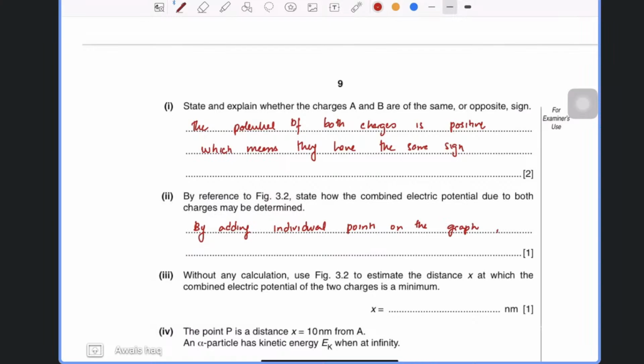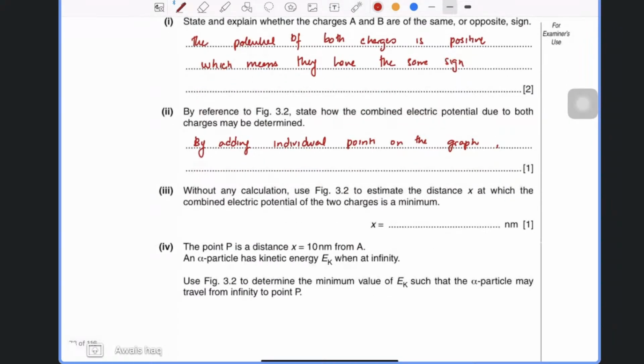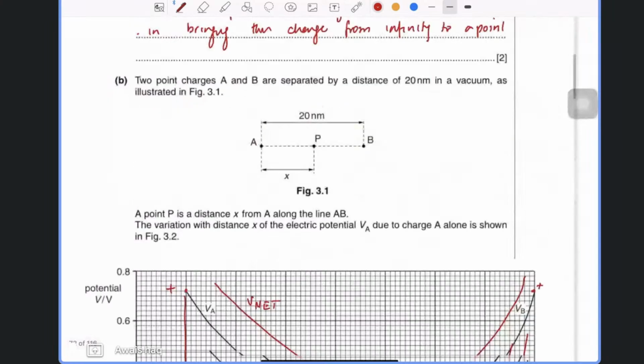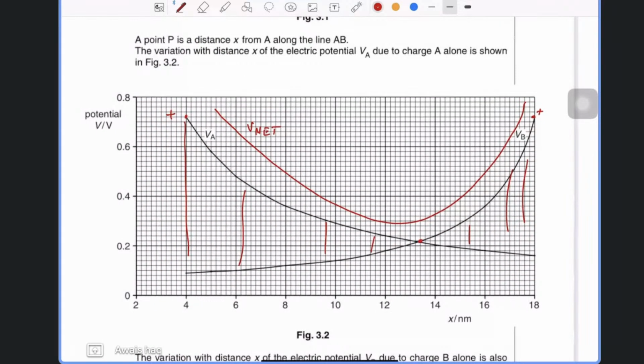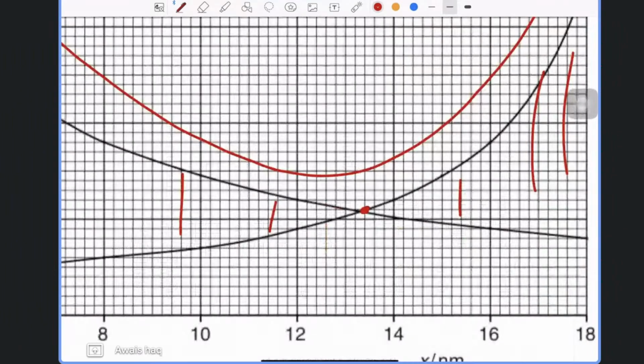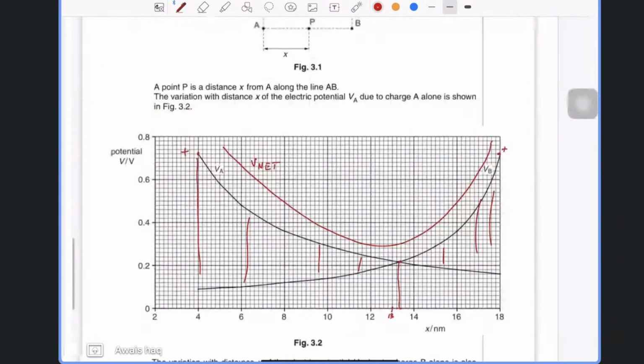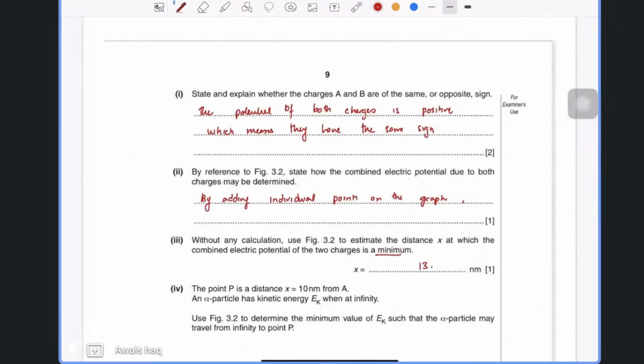All right, so we can write that. Then, without any calculation, estimate the distance x at which the combined electric potential of the two charges is minimum. Obviously it's going to be where they meet right here, and I think if you go down, if this is 13.2, 13.4, 13.3, we're going to write 13.3, just like that. Is it clear?